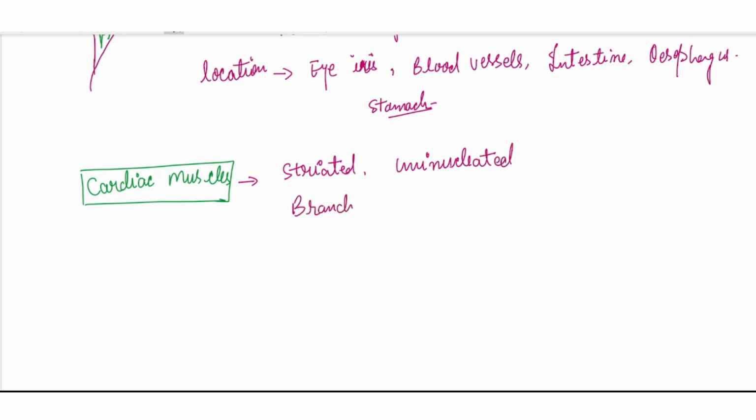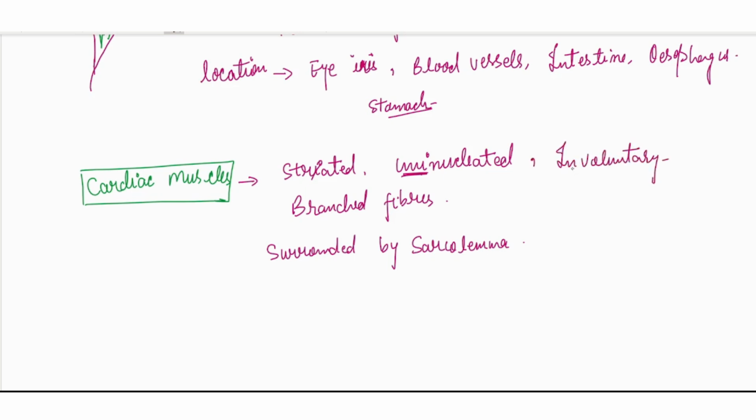I will show you with the help of the diagram. They show branched fibers, and they have the sarcomere fibers as well as being surrounded by the sarcolemma. Okay, they are surrounded by sarcolemma, and uninucleated as I told you already, and again it is involuntary, it is not in our control, we cannot control them consciously. So they are involuntary, right?